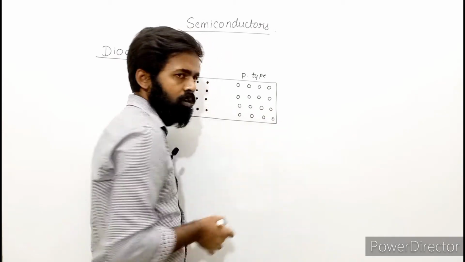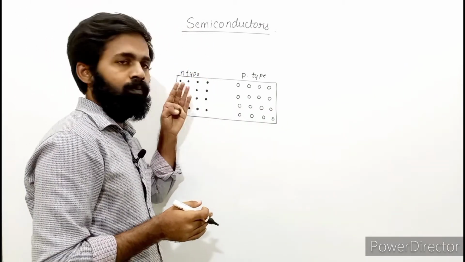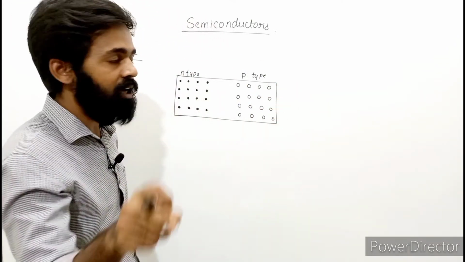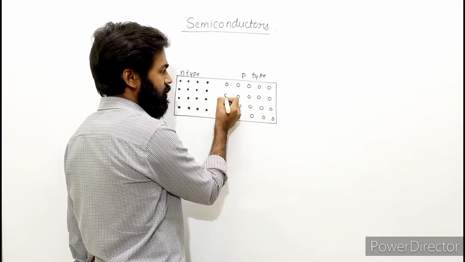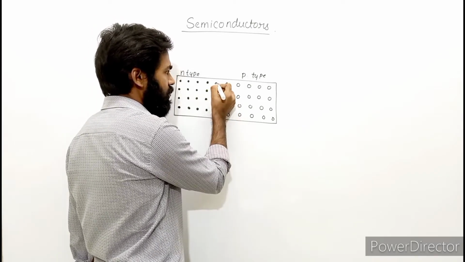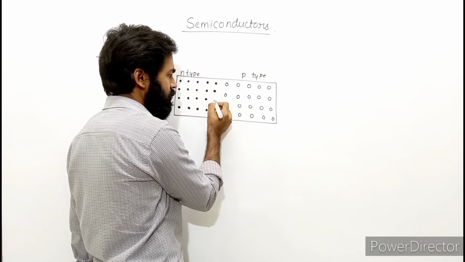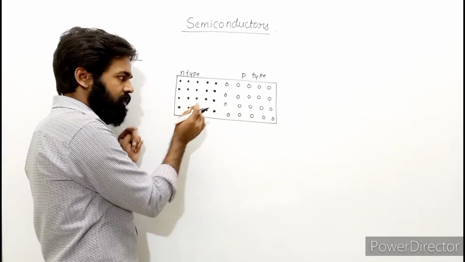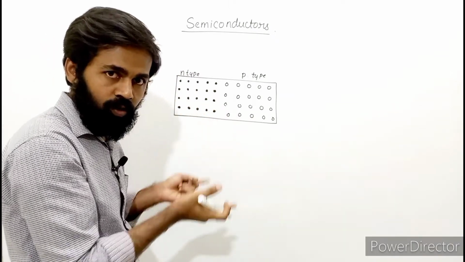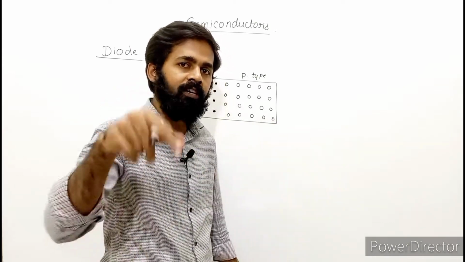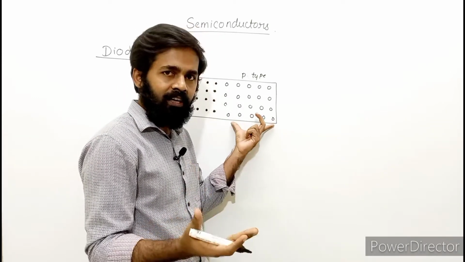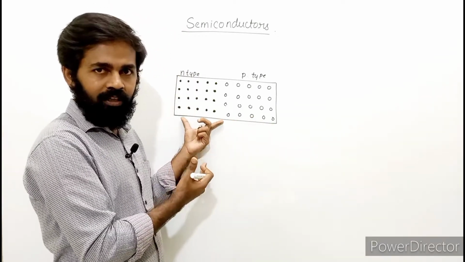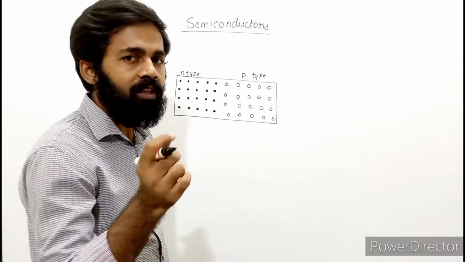Right, now when I dope towards left side N-type, pentavalent, on another side trivalent, I'll just draw one more layer here. Now here you can see on the left hand side the number of free electrons is more, on the right hand side the number of free electrons is less. Here we have less free electrons, there are more holes here. Here we have less holes, there are more free electrons here. So there is a difference between the concentration.